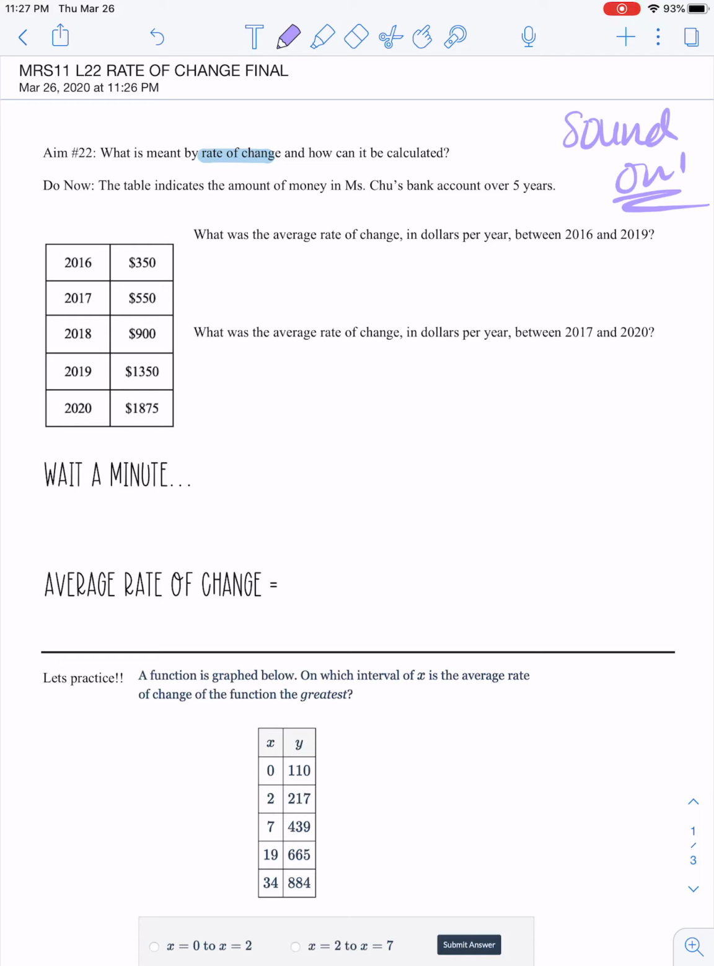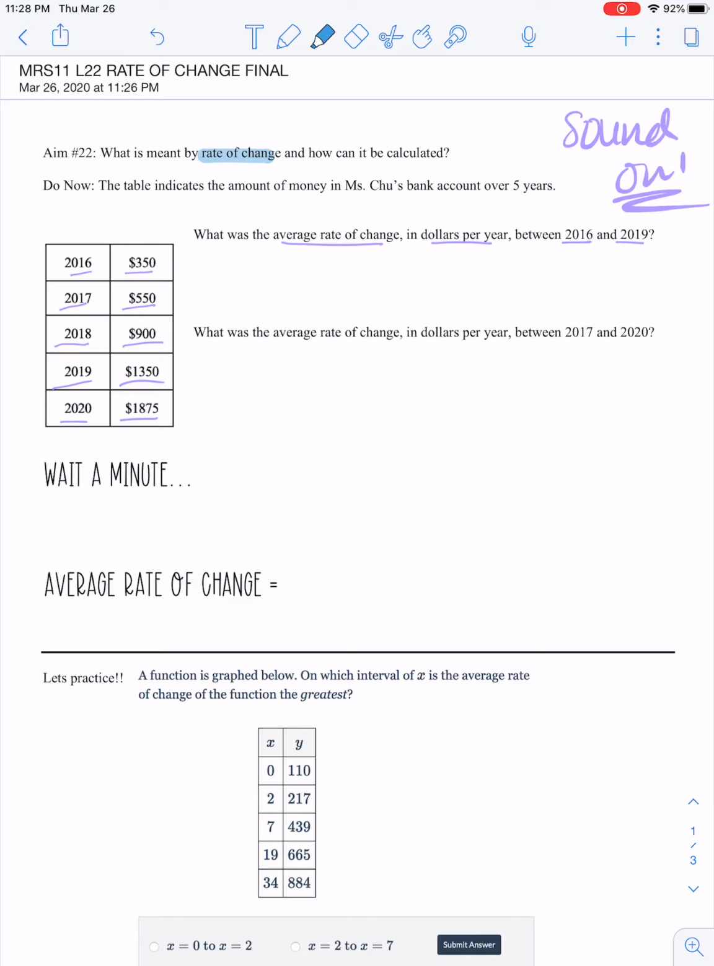The table indicates the amount of money in Ms. Shu's bank account over 5 years. So in 2016, I had $350. In 2017, I had $550. In 2018, I had $900. 2019, $1,350. And in 2020, I have $1,875. I'm moving on up, guys. The problem is asking, what is the average rate of change in dollars per year between 2016 and 2019?